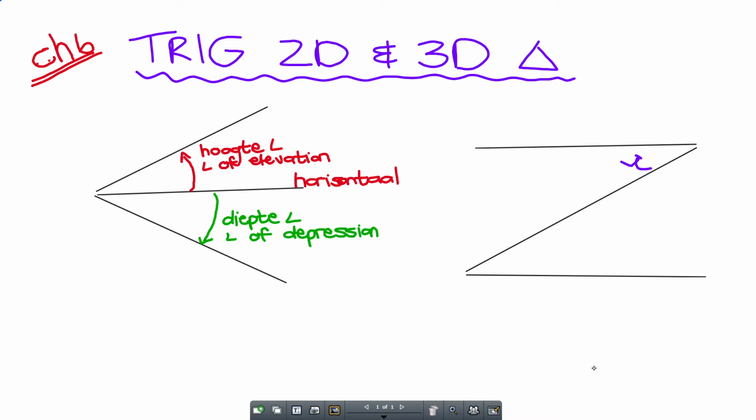Okay, so this will be your angle. Jou hoogtehoek. Okay. So then obviously the one there at the top where A was, gaan dan wees my angle of depression. Because I go from horizontal downwards. Nee, my hoek, my dieptehoek.